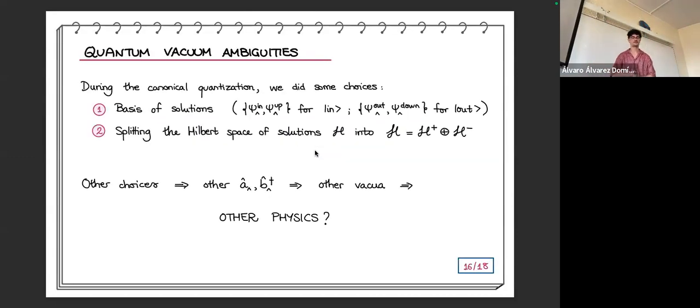Okay, I just remind you here that I have to do two steps: choosing a basis of solutions and splitting the Hilbert space of solutions into positive and negative, into one particle Hilbert space and one antiparticle Hilbert space. The point is, other choices would lead to other annihilation and creation operators, other quantum vacua, and other physics.